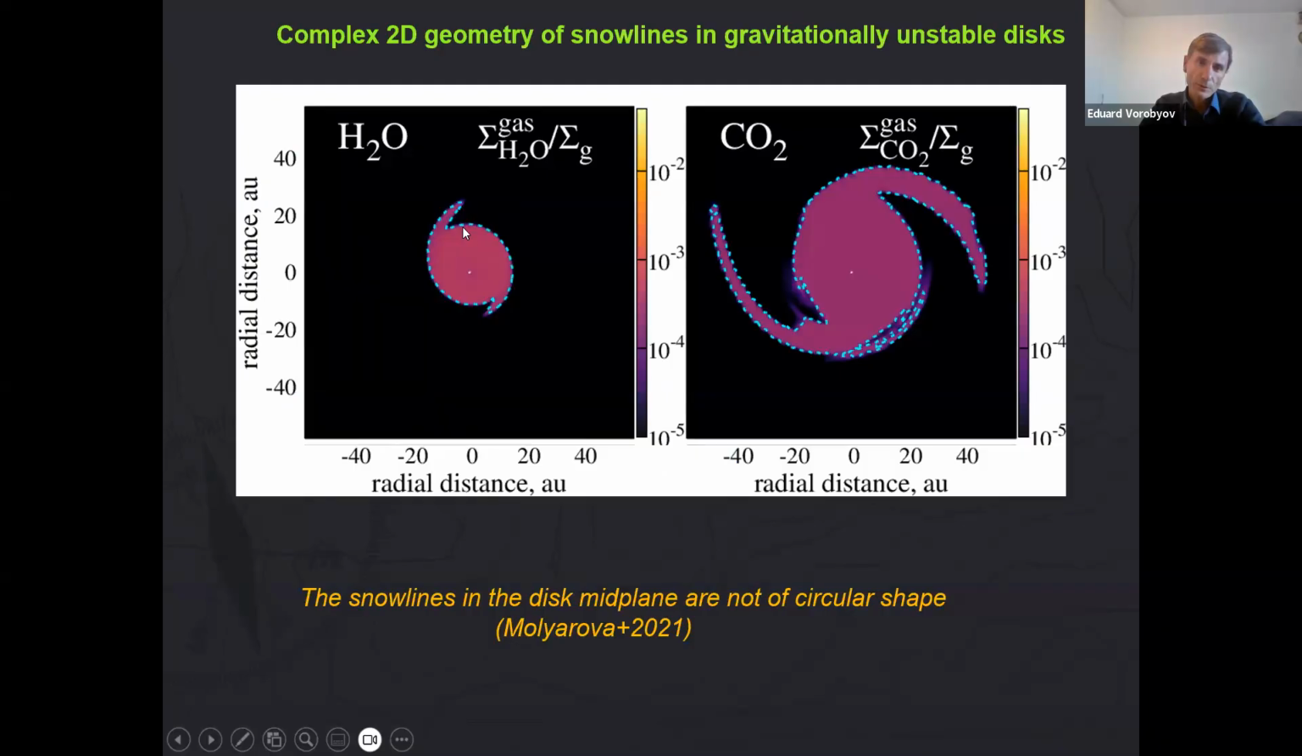So this slide actually shows the water and CO snow lines in a gravitationally stable disk. So you can see here that if we really look at the 2D simulations, then the snow lines are not circles in the disk midplane. If the disk has structure, spiral structure, then the snow lines also have this spiral structure.